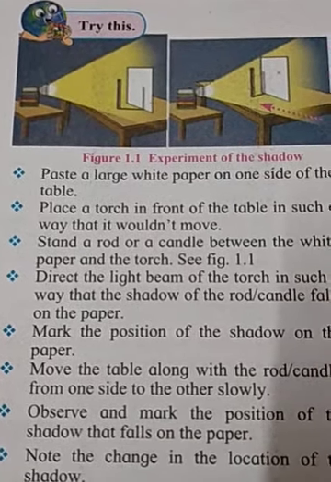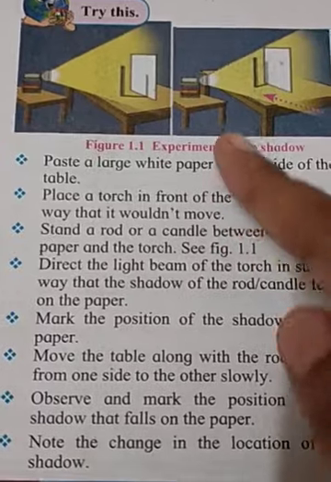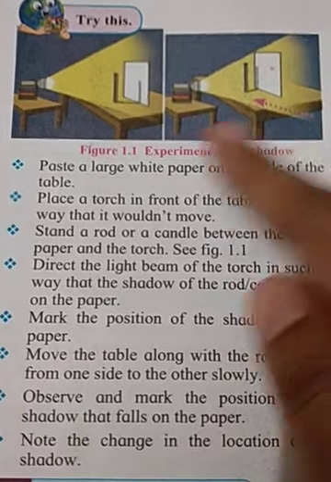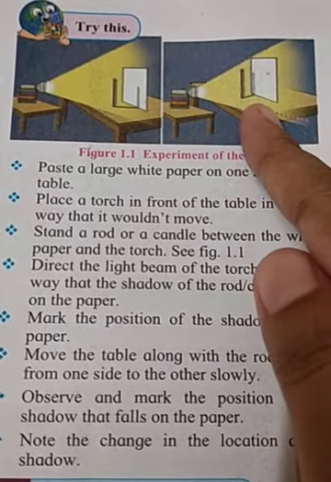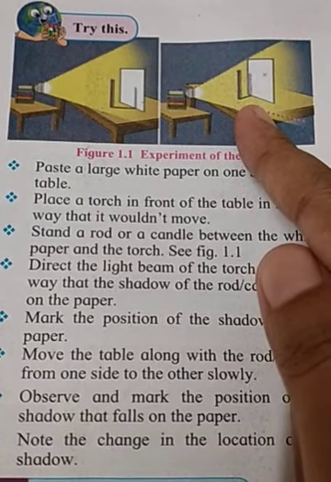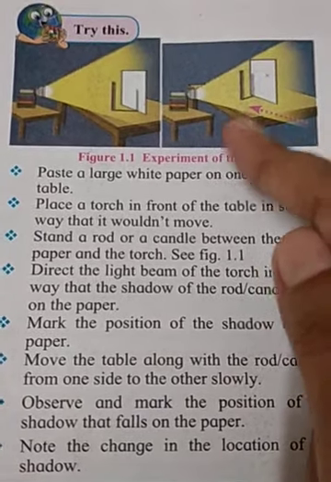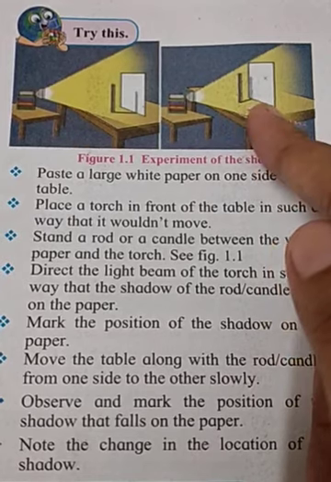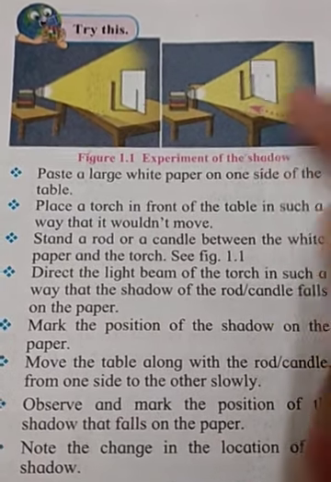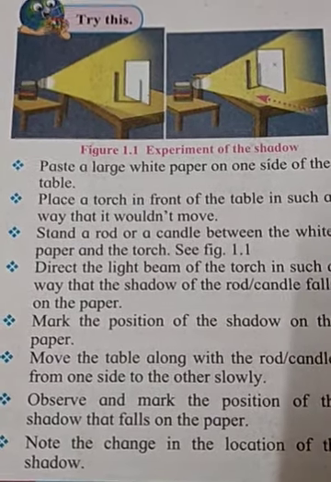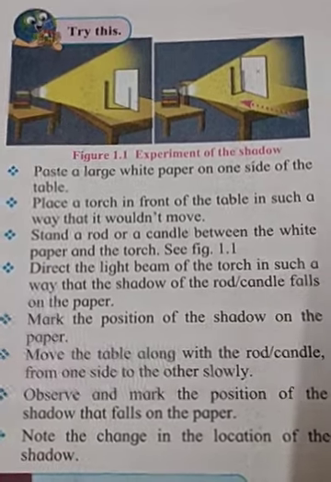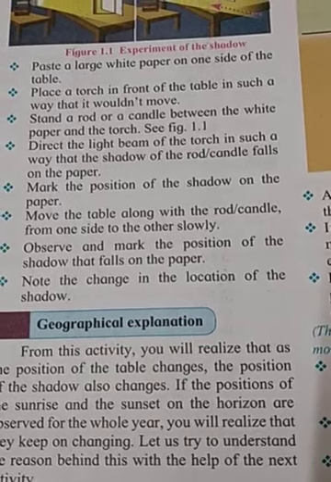Whenever you are moving the table, you will see the shadow moving away. Otherwise it may become longer or shorter. And second thing, the direction of the shadow is going to change because you are changing the direction of that rod. Understood? See, from this activity you will realize that as the position of the table changes, the position of the shadow also changes.